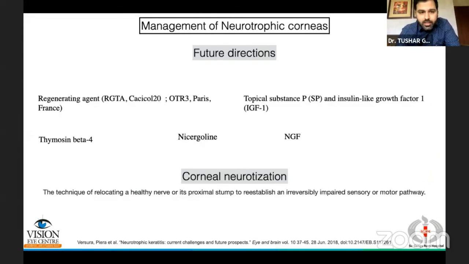There are various molecules that are being researched which can really help us in the future to get better control and manage these corneas better. Corneal neurotization, where you're trying to basically bring back the neuronal supply of an area which has neuropathy, is also gaining popularity, gaining prominence. A lot of people are talking about it, and let's hope that maybe in a few years we'll get somewhere with it.